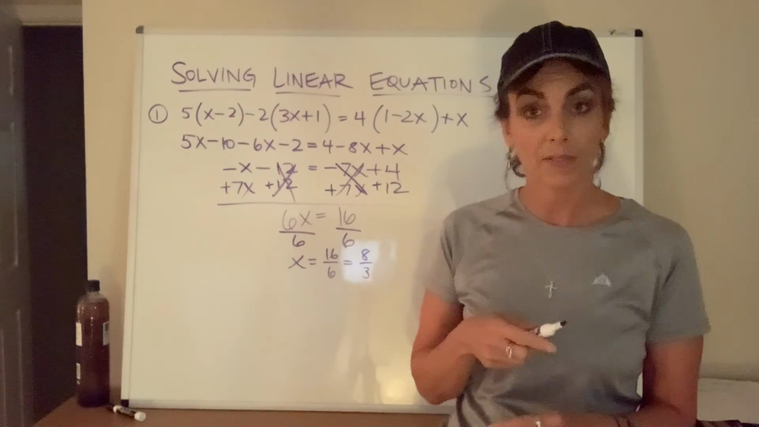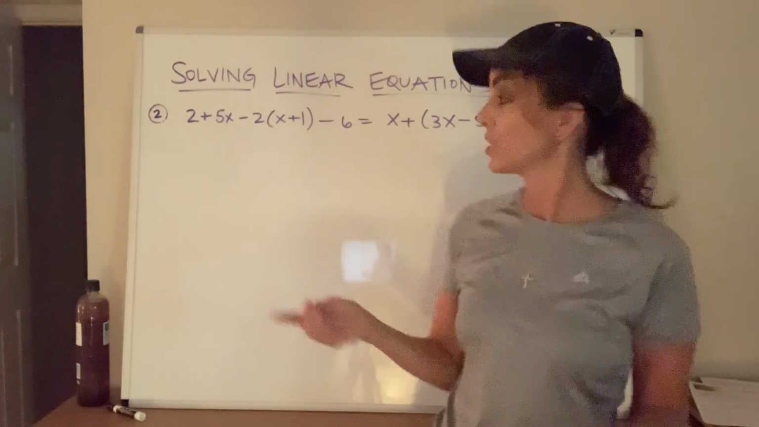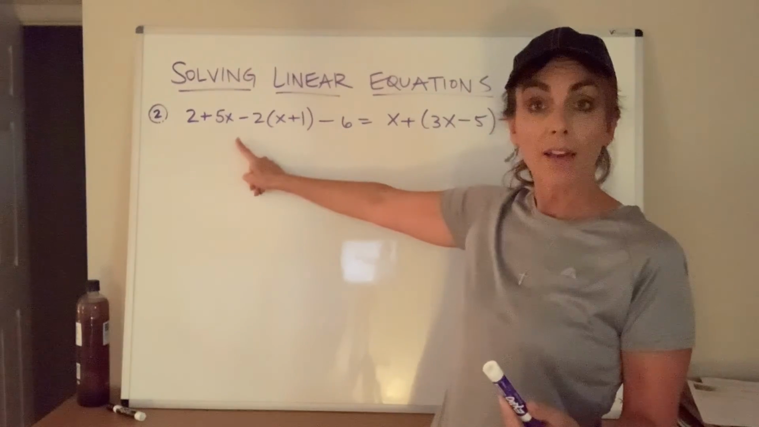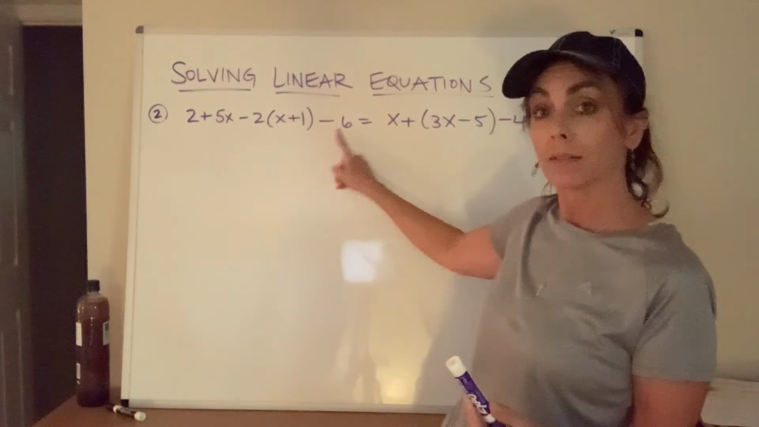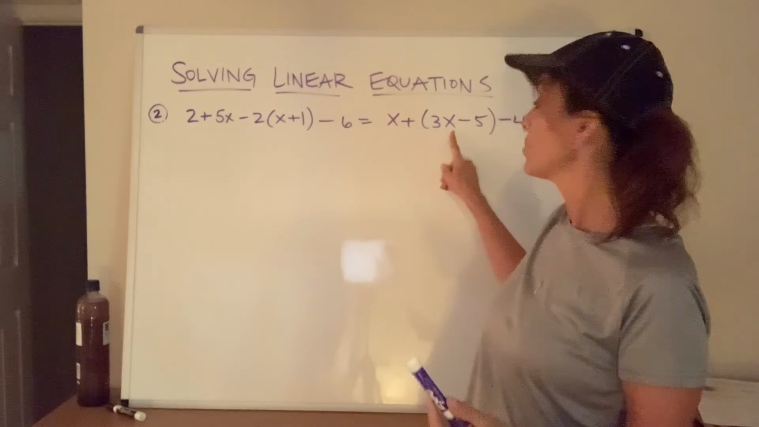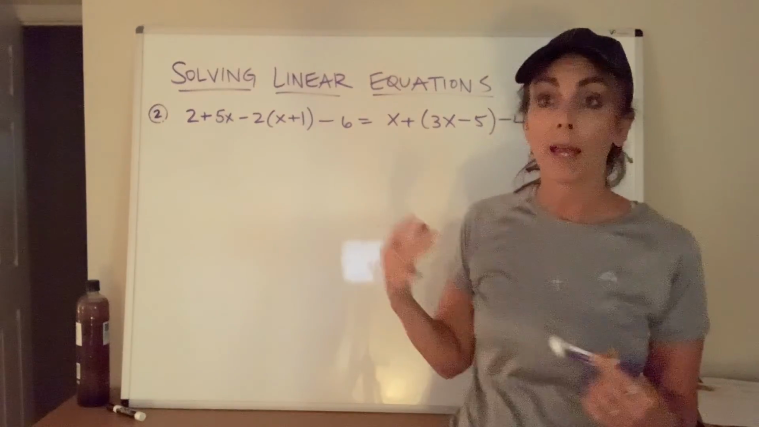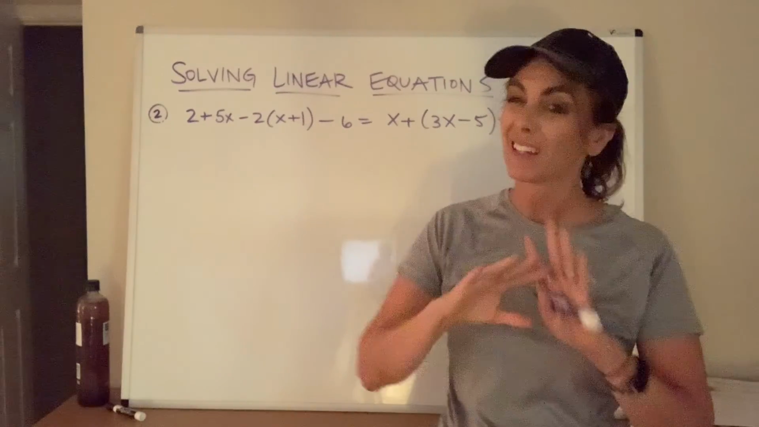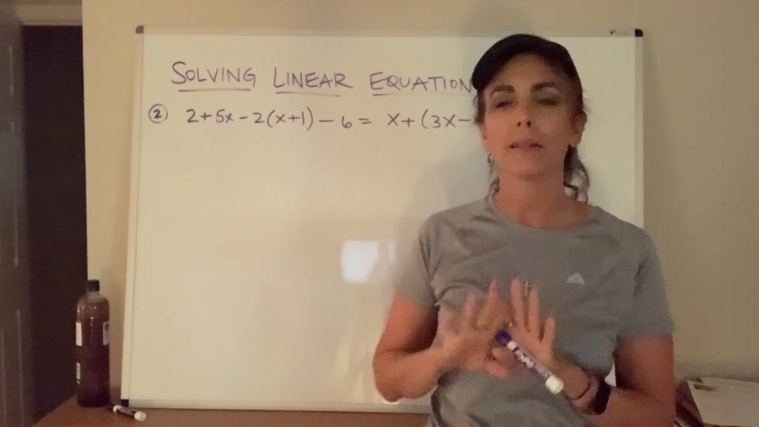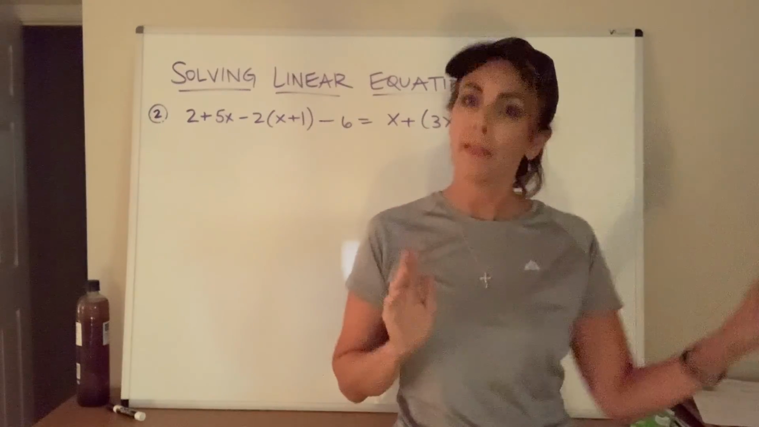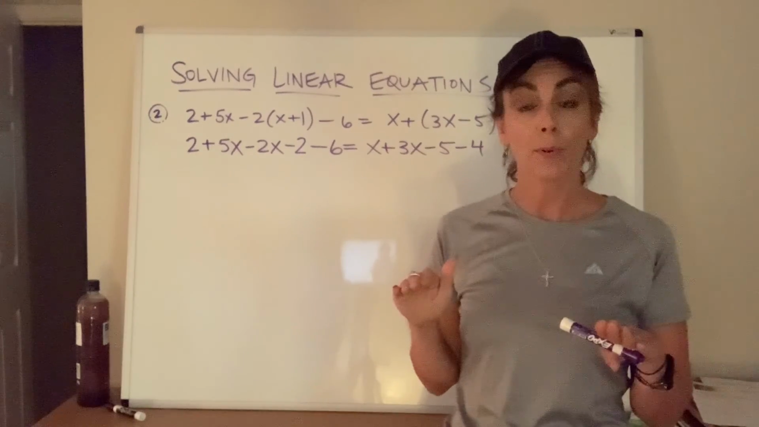Let's do another couple of examples. Second example, very similar to the first: 2 plus 5x minus 2 times x plus 1 minus 6 is equal to x plus 3x minus 5 minus 4. Again, let's clean this up a little bit. Let's get rid of all the parentheses, combine the like terms on both sides, and then separate the x's to one side and the constants to the other.